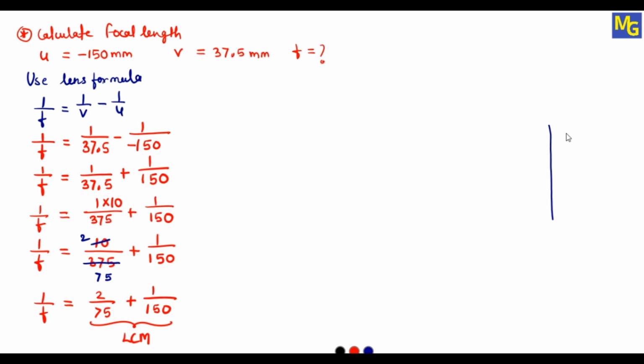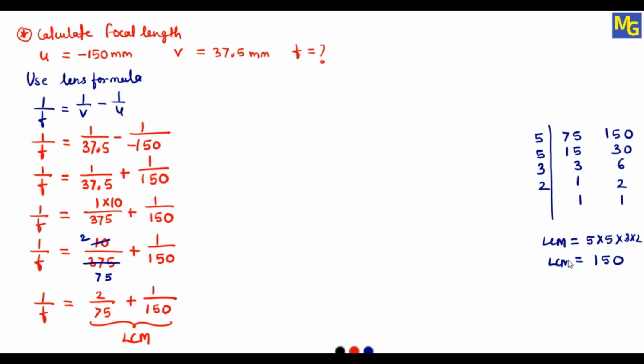So I will take 75 on one side and 150 on the other side. Now I'll take the prime number 5. 5 1s are 5, 5 5s are 25, 5 3s are 15, 5 30s are 150. Again I'll take 5. 5 3s are 15, 5 6s are 30. Now I'll take 3. 3 1s are 3, 3 2s are 6. And now the last number is 2. 2 1s are 2 and 1 as it is. So what is the LCM? We get 5 into 5 into 3 into 2, which is 150. So this is our LCM, that is 150.